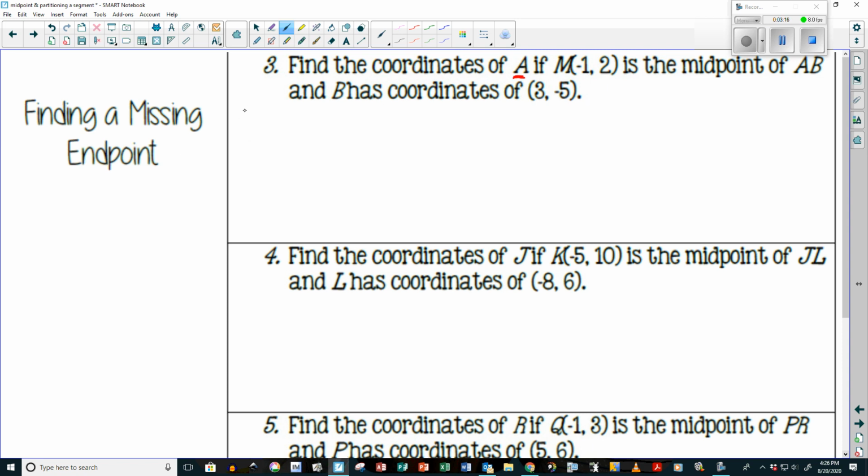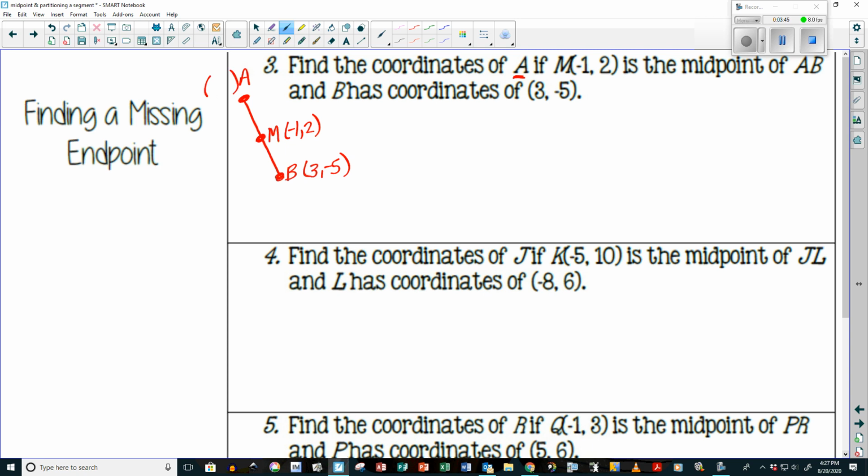So think about this. You have this line segment AB, okay? I don't know if this is even drawn to scale or not, but we're just going to go with it. And M is the midpoint. It says find the coordinates of A if M is (-1, 2) and B is at (3, -5). So we need to find what A is.